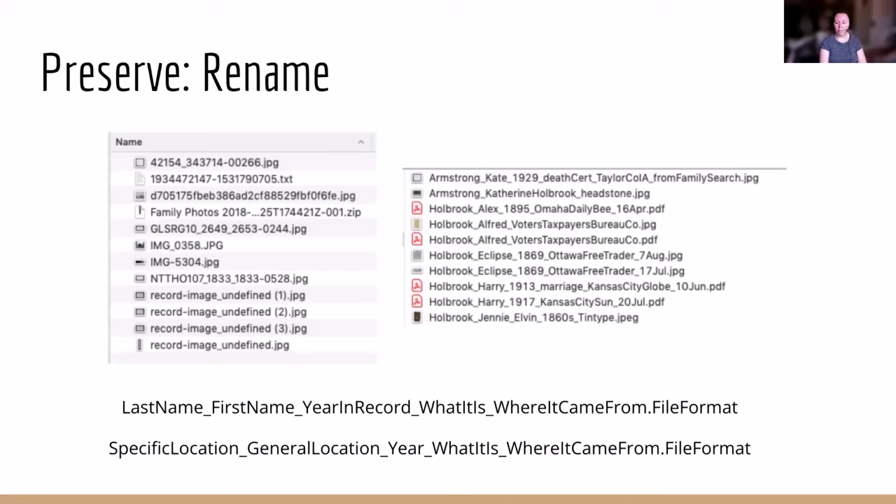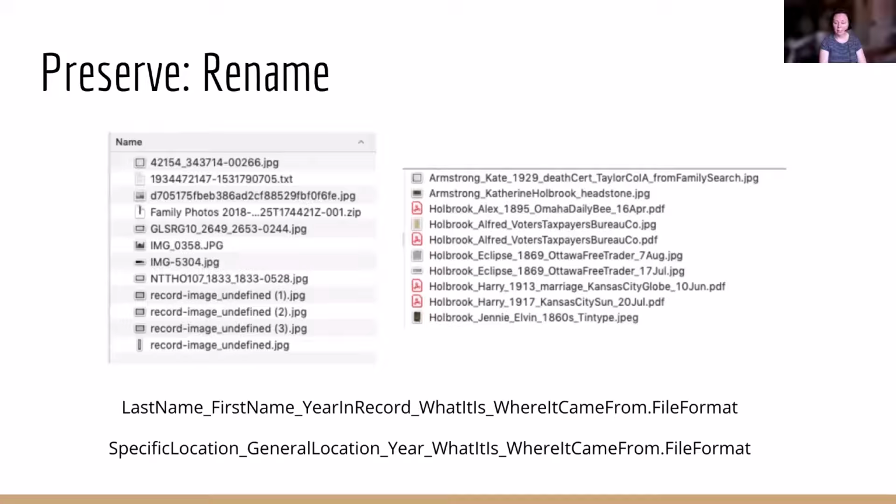Maybe if you have a lot of files about different locations, maybe you do a specific location, then general location, the year, and then what it is and where it came from. So for example, this list is fairly standardized, but maybe a good one is the Alex Holbrook. So Holbrook underscore Alex underscore 1895. It's a newspaper article and it came from the Omaha Daily Bee. So I had put the title of the newspaper in there and then the date of it. So this is my way of standardizing it.